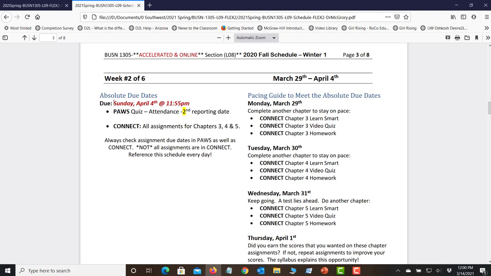So when we talk about absolute due dates, this is about planning, and this is a business skill, because when we're going to learn about management, we say there's 4 functions to management. Planning is the first function. Organizing is the second function. Leading, and then controlling.